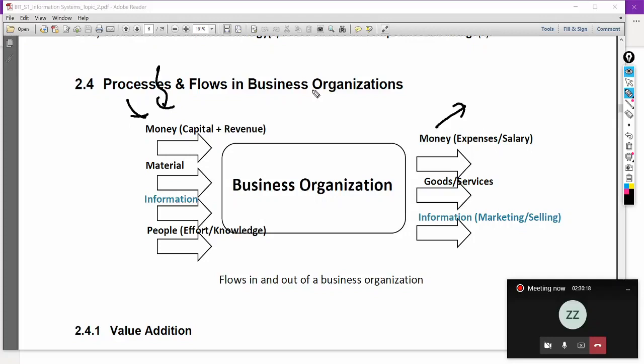When you buy machineries, etc., you have to pay for that. You have to pay your other expenses like light bill, water bill, internet bills, etc. So there's an inflow of money and there's an outflow of money.